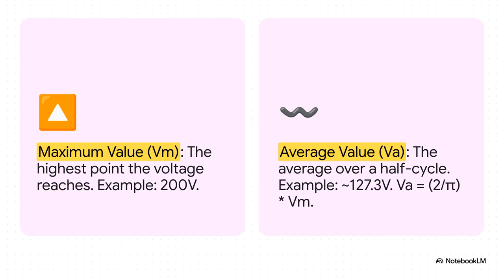And question 16 from the exam points out a really important distinction. There's a peak value and there's an average value. So if the voltage hits a maximum, a peak of 200 volts, its average value over one of those swings is actually much lower, around 127 volts. It's super important to know which one you're talking about when you're dealing with AC.